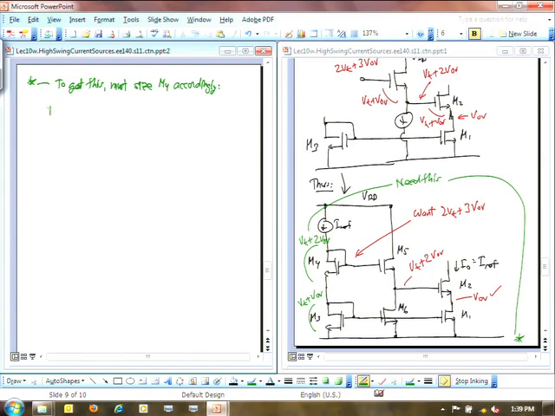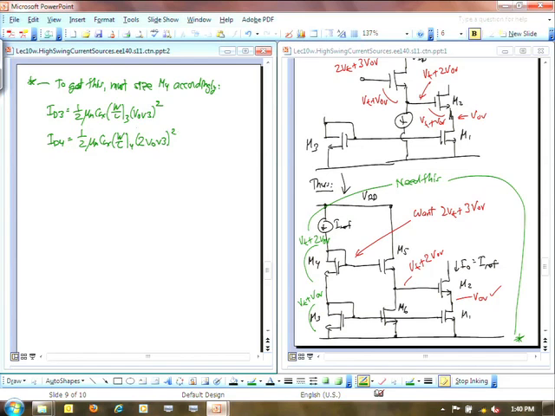So I can write an expression for ID3, of course, that's 1/2 mu n Cox times W over L of 3 times an overdrive of 3, squared, right? Because VGS minus VT is what we've called an overdrive voltage. Okay? I can also write a similar equation for device 4. So ID4 is going to be 1/2 mu n Cox times W over L4 times the overdrive of 4, squared. But I want the overdrive of 4 to be 2 times an overdrive of 3.